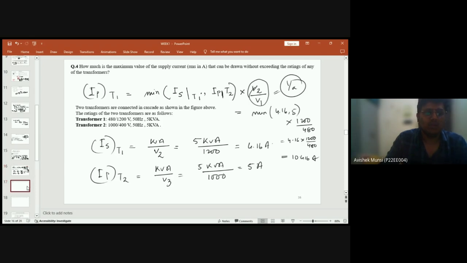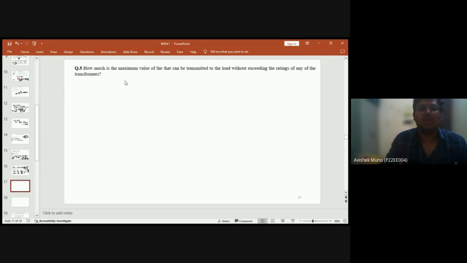Okay. So the next question is how much is the maximum value of the kVA? You have to calculate the maximum kVA that can be transmitted to the load without exceeding the rating. We already have the current and voltage, then what will be the kVA? Solve it.